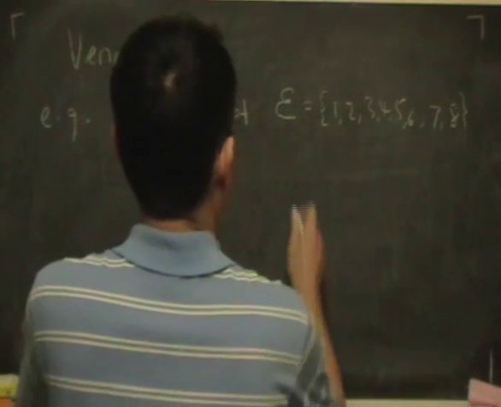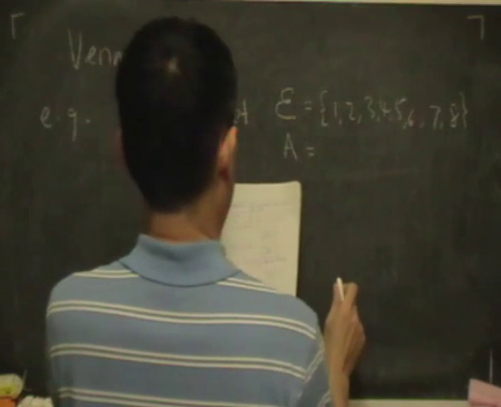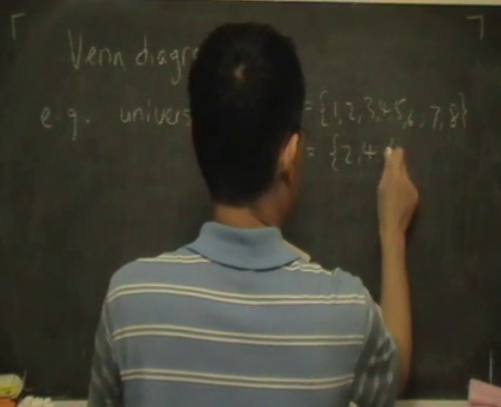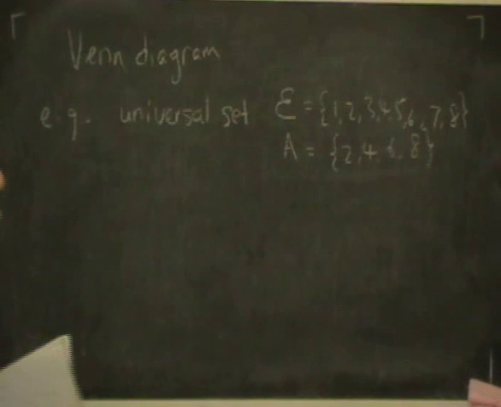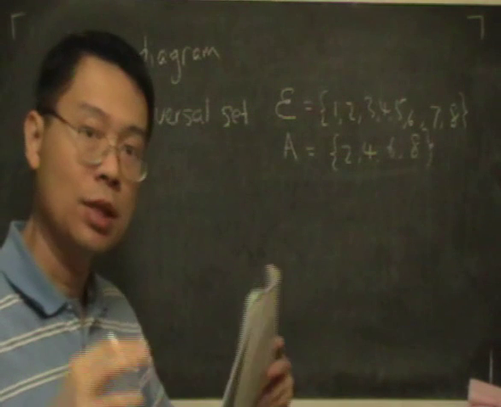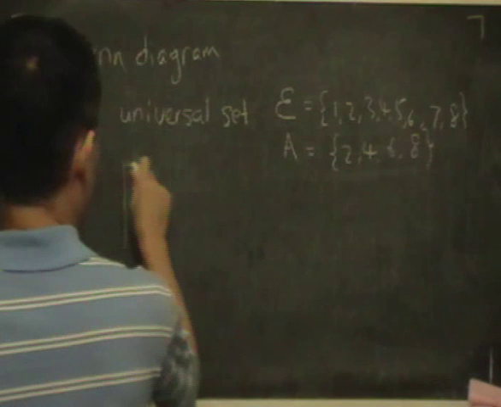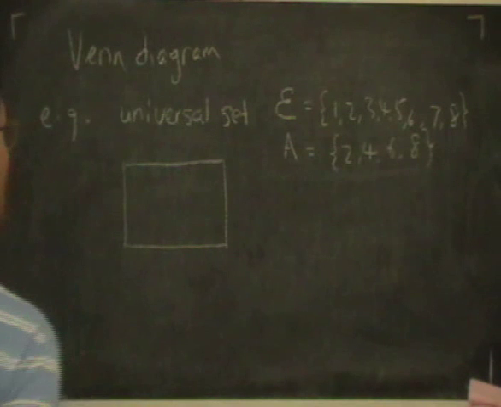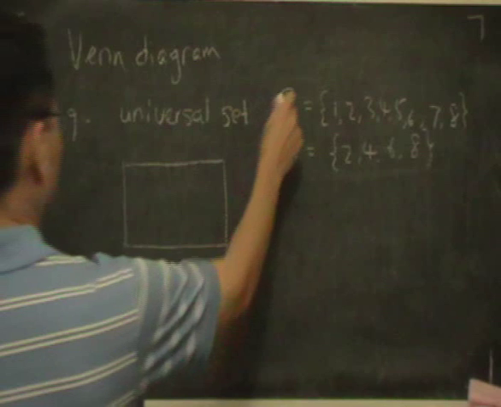So I'm going to define a set A, and the set A contains the elements 2, 4, 6, 8. So I have 2 sets here. Now I want to represent this using a picture. So what I could do is draw a rectangle and say that this rectangle represents the universal set.